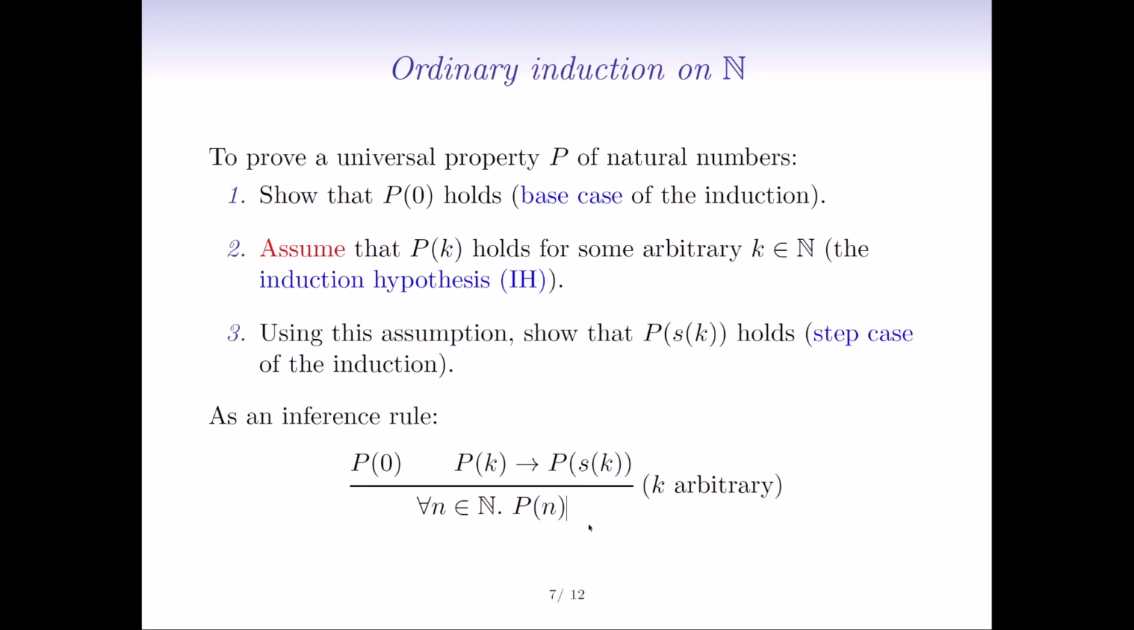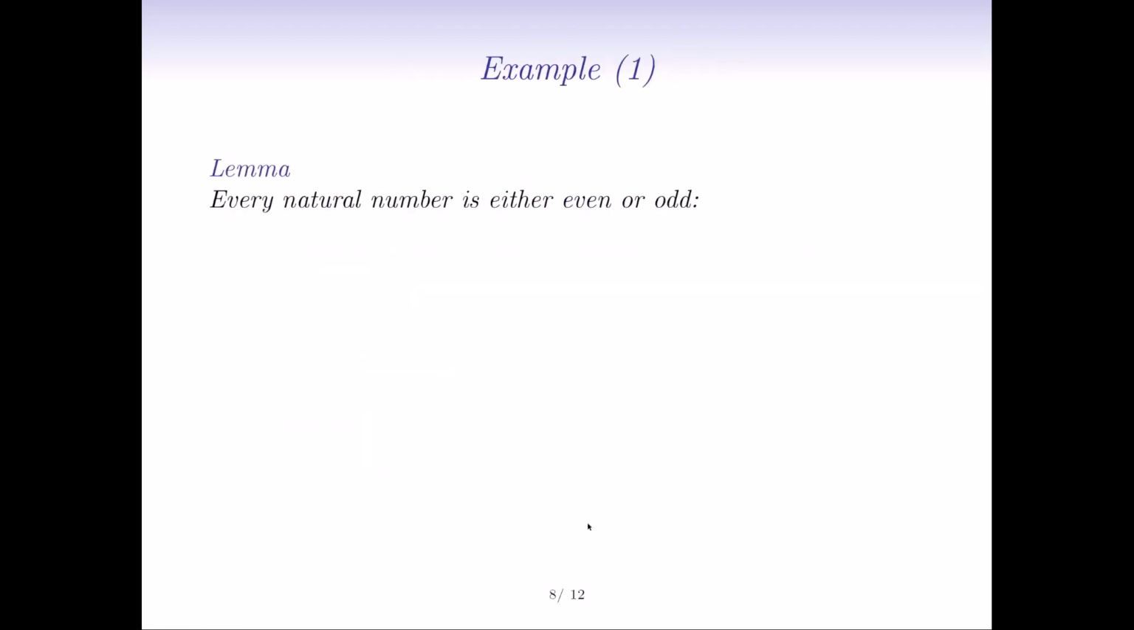Let's see an example. Let's take a nice simple example. A universal property of natural numbers is that all natural numbers are either even or odd. Written down as a first order logic formula, where I'm also specifying the domain here, that's the statement: for all n, even n or odd n.